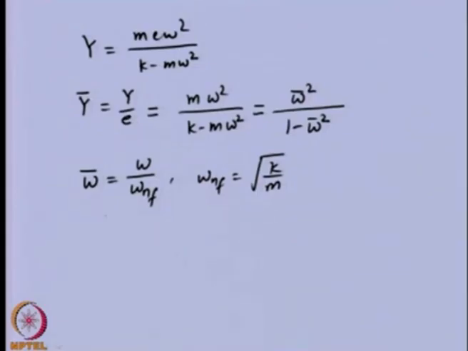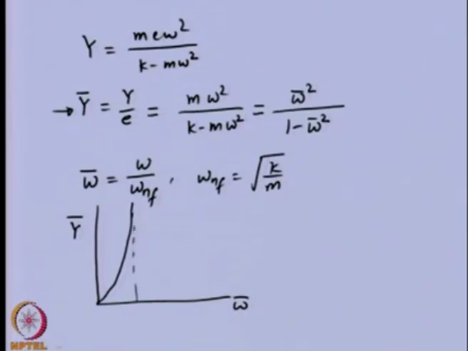Now, if we want to plot this particular response, that is the amplitude ratio with respect to the frequency ratio, we will get a very high amplitude at omega bar equal to 1, because in this expression the denominator will become 0 and we expect a very high amplitude of vibration.